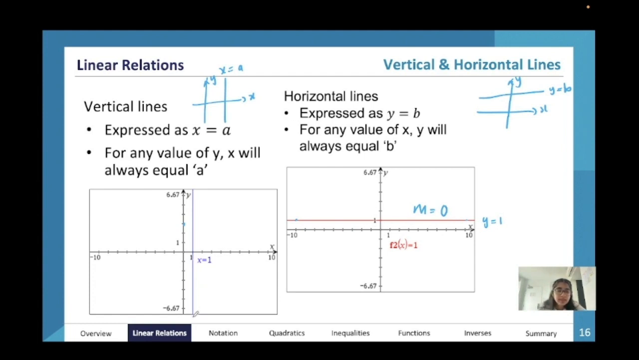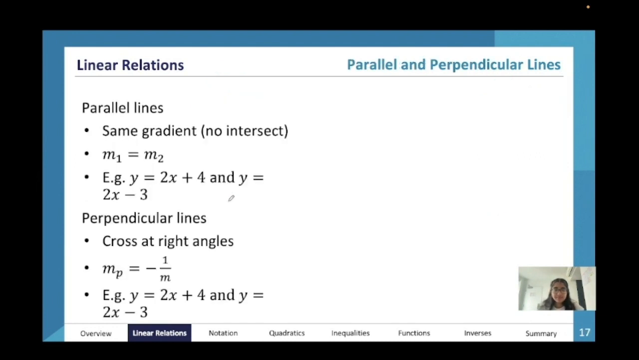Here, it's so steep that we can't even put a number to the gradient. So for this one, the gradient is undefined. It's so steep that we can't even assign a number to that gradient because of just how steep it is. So hopefully that's a good way of remembering for you.